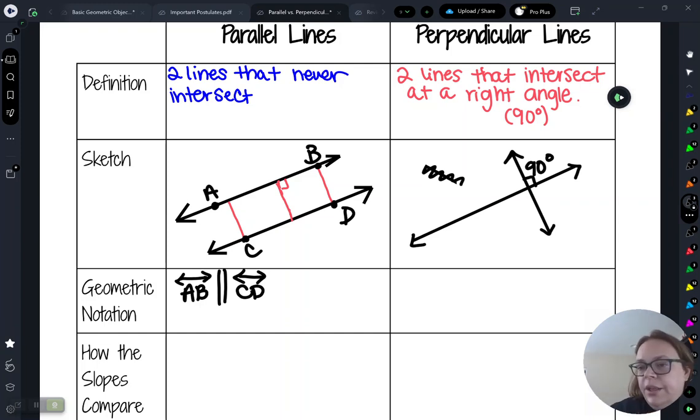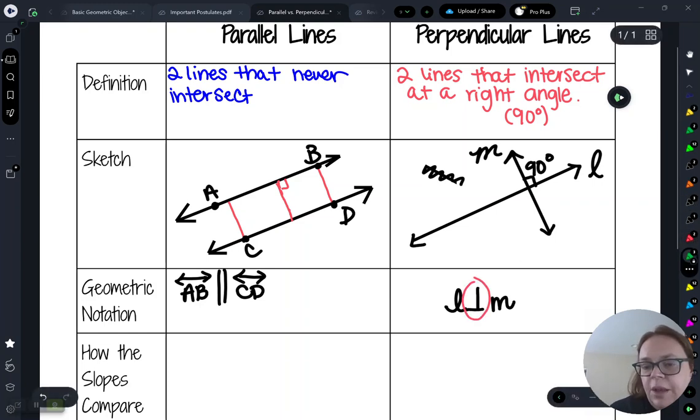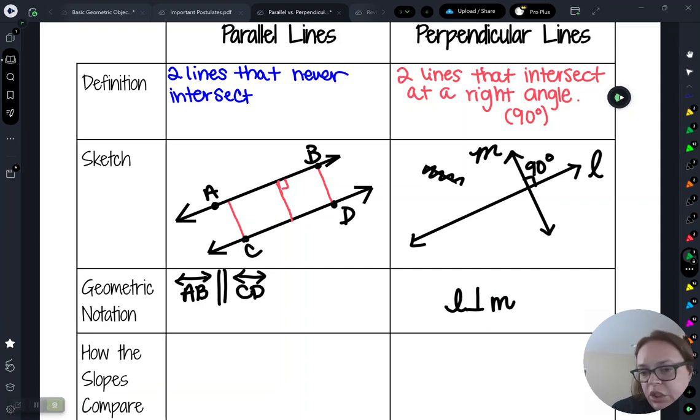Now for the other one, I'm going to use the different notation where we have a lowercase, not capital, italic letter, like L and M. And for this, I'm going to name the lines L and M, but the symbol I'm going to put in is an upside down T. This is what means perpendicular. So an upside down capital T shape is going to be perpendicular. The two lines is parallel.